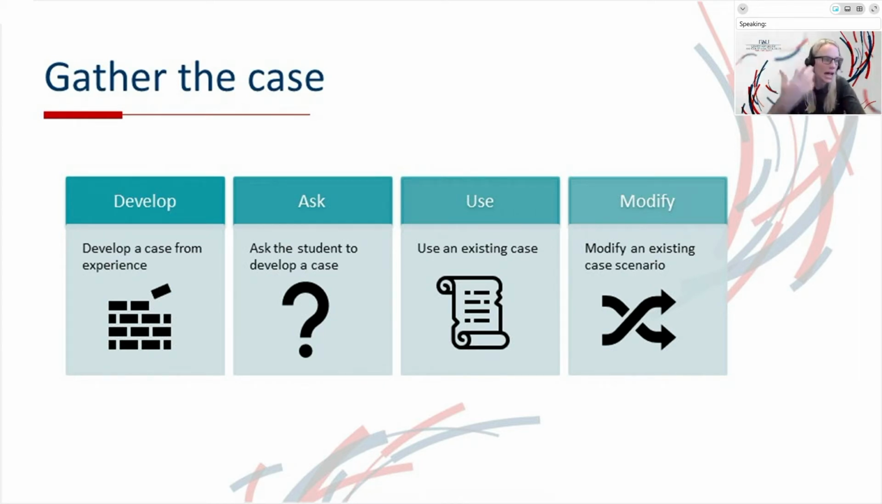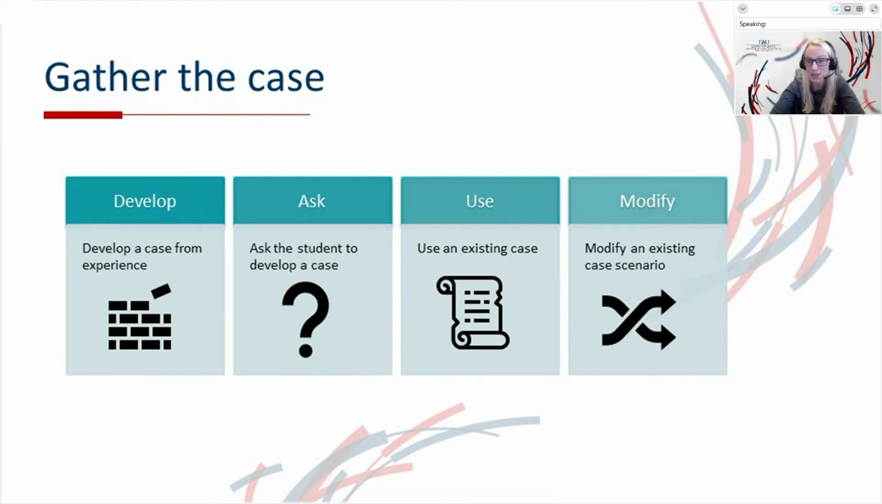Thinking about when I was in the industry, what are some of the things that came up where I was like, ooh, I have this client, they have this need, how did I approach it, what were my resources, and developing a case from there. Something that I really think is cool is to have the students develop their own case.